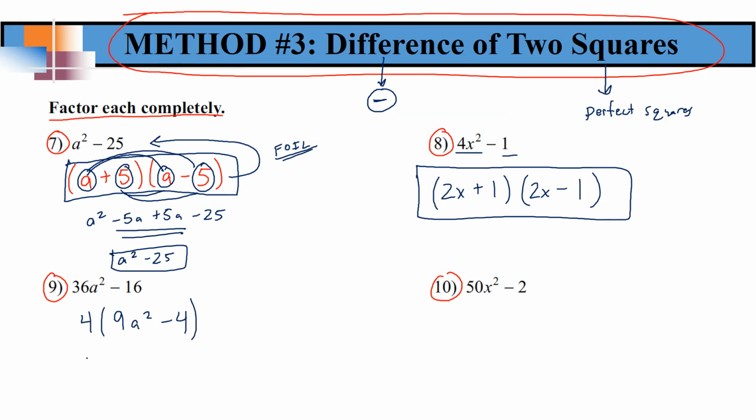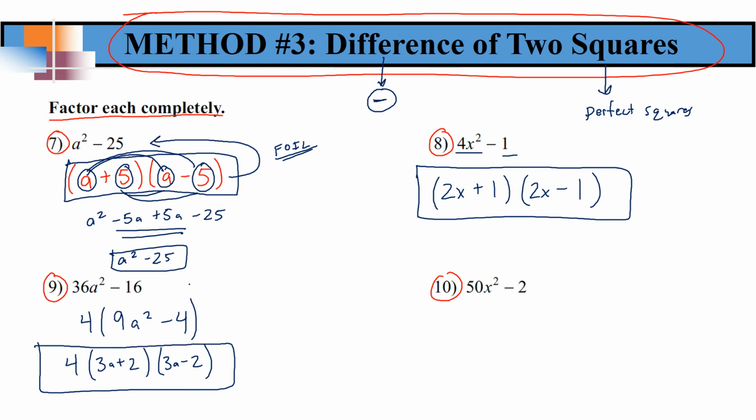Now I'm going to continue factoring. The 4 on the outside stays there, and I see a difference of 2 squares, right? 9a squared, square root there is going to be 3a. Square root of 4 is 2. One has a plus, and one has a minus. And there is our factored form.